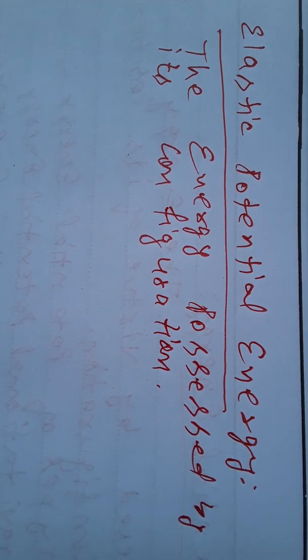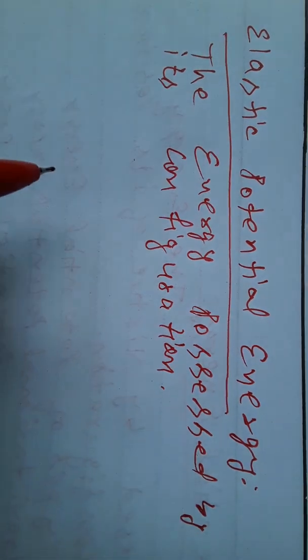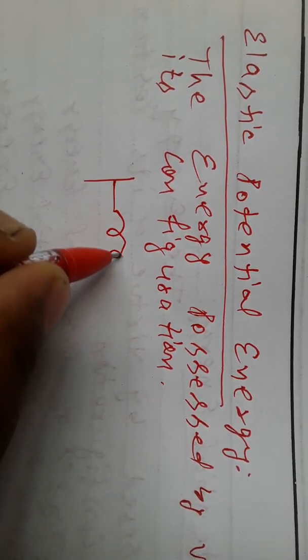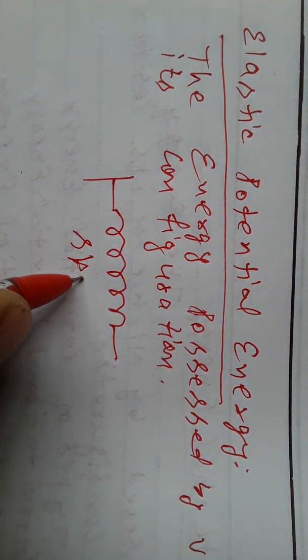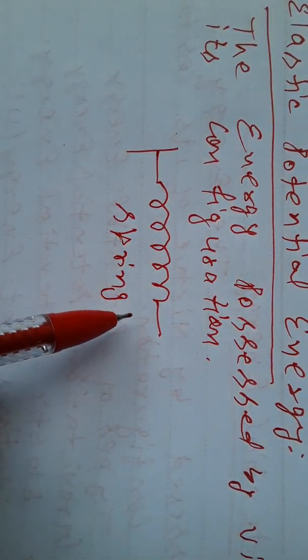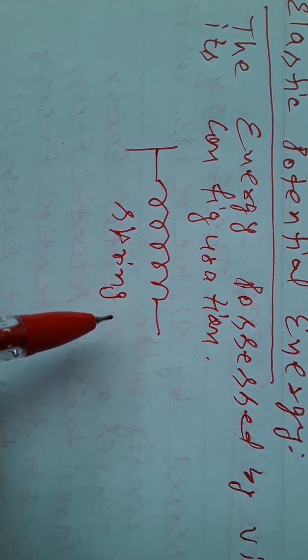Second is elastic potential energy. The energy possessed by virtue of its configuration is called elastic potential energy. Now, let us consider a case of a spring. Now, we can stretch or compress the spring. If we stretch the spring, then its length increases, and if we compress the spring, then its length decreases.